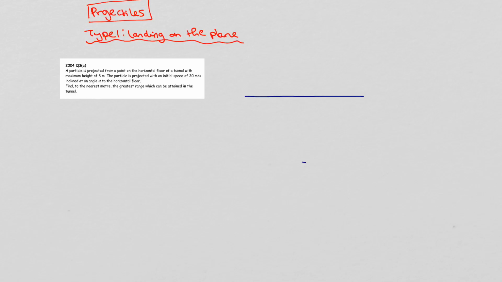So we were to draw this. We have our particle is projected and the angle that it's projected with is an angle alpha and its initial speed is 20 meters per second. So we have 20 meters per second for the initial velocity, and it's projected in a tunnel with a maximum height of 8 meters. So if I underline that in the question, we have a maximum height of 8 meters.